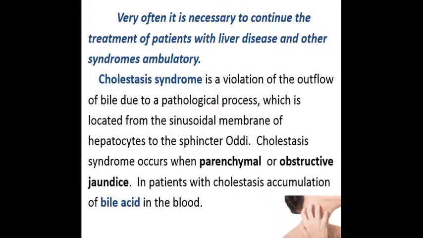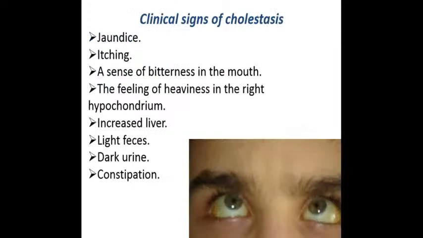syndromes ambulatory. The first, it is cholestasis syndrome. It is a violation of outflow of bile due to a pathological process which is located from the sinusoidal membrane of the hepatocytes to the sphincter of Oddi. Cholestasis syndrome occurs with parenchymal or obstructive jaundice. In a patient with cholestasis, there is accumulation of bile acids in the blood.